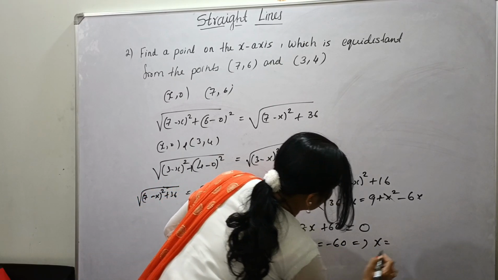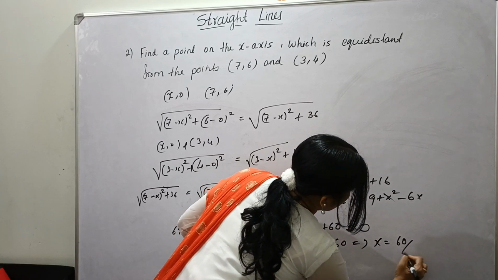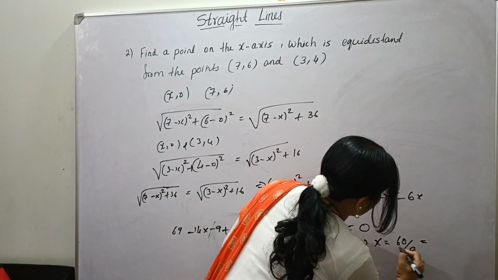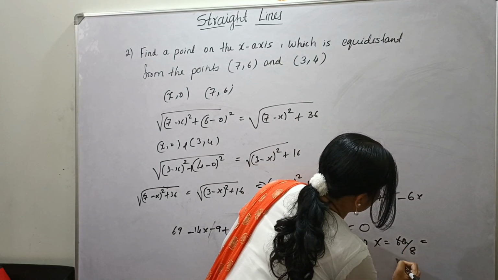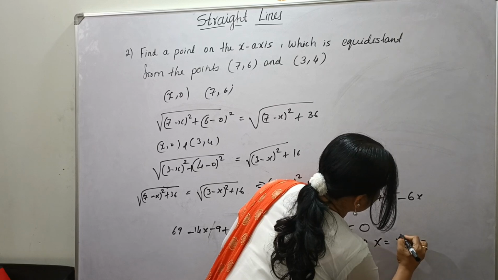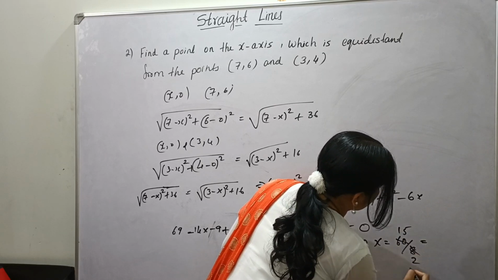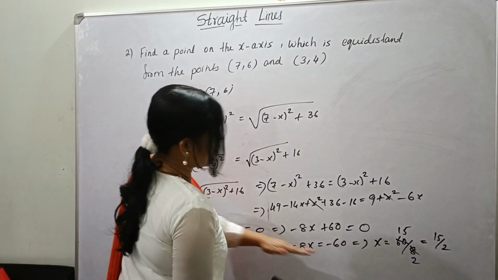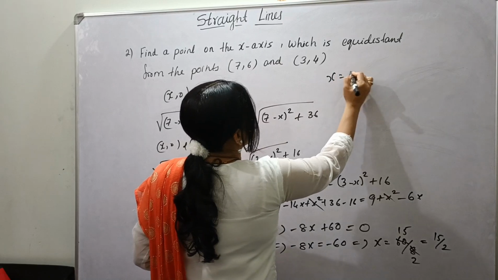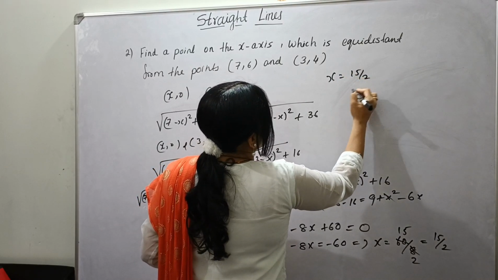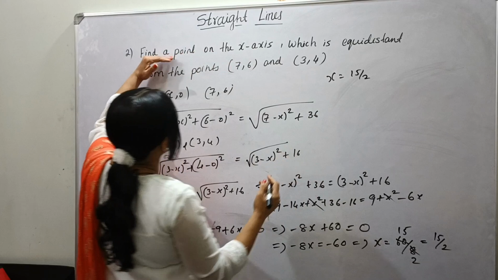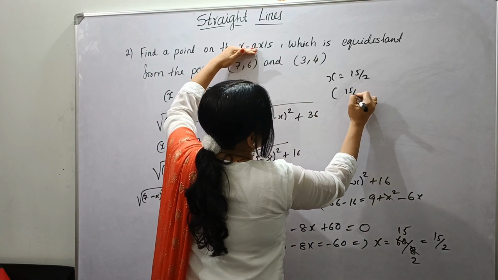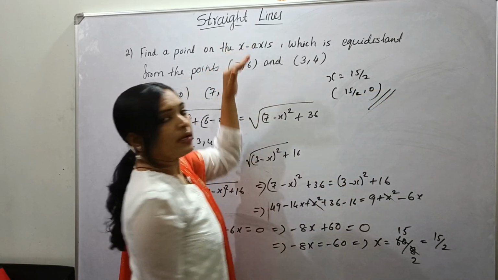This implies x is equal to minus 60 divided by minus 8, the minuses cancelled, so 60 divided by 8, that is 15 divided by 2. So we have got the x value: x is equal to 15 divided by 2. Therefore, the point on the x-axis that we had to find is (x0, 0), that is (15 by 2, 0). It is the required point.